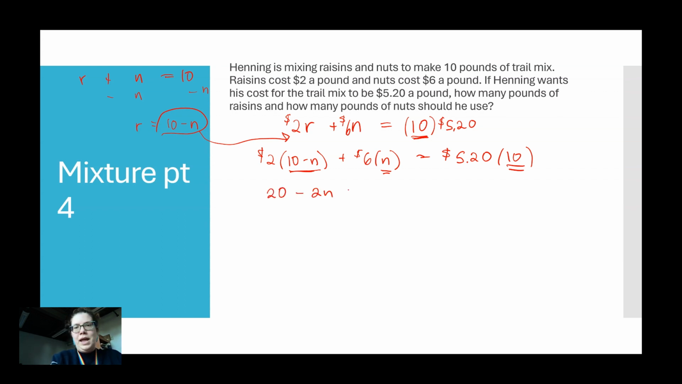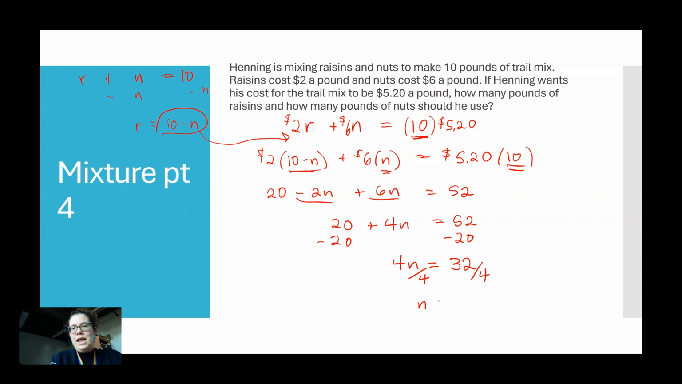20 minus 2n plus 6n equals 52. Those n's are going to combine to be 4n is 52. We're going to minus 20 on both sides so that we have 4n equals 32. We're going to divide by 4, and we need 8 pounds of nuts. We need to know how many raisins, though, but so easy this time because we know they add up to 10. 10 minus 8, 2 pounds of raisins.